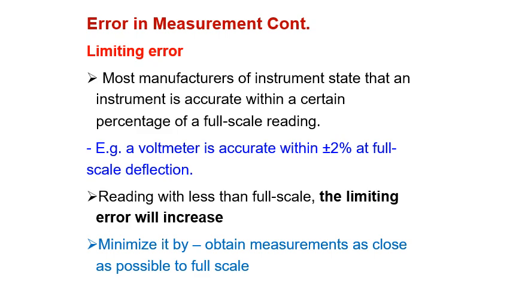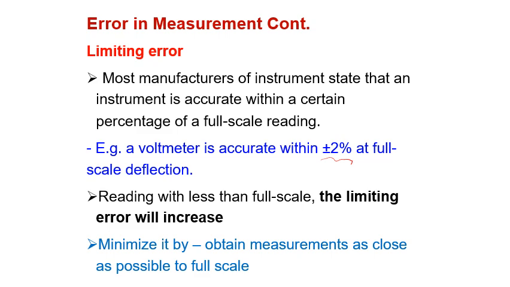Limiting error. Most manufacturers give a scale for accuracy, meaning the device is accurate within a certain percent. For example, a voltmeter is accurate within plus or minus 2%. That means there will be an error of 2% in your reading.